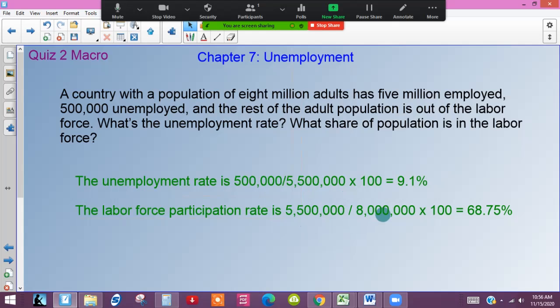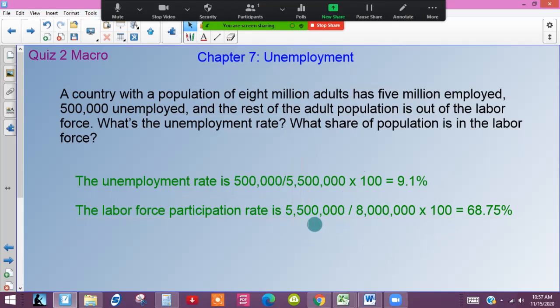And then in the denominator, we're going to put the total population, which we're told up here is 8 million. And then to get the answer expressed as a percentage, we multiply by 100. So let's see. So we've got 1, 2, 3, 4, 5. 1, 2, 3, 4, 5, 6.